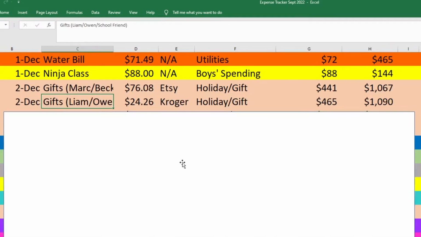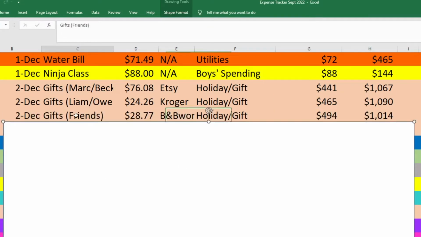Also on the second, I was at Kroger, and I bought a couple of gifts for my sons Liam and Owen. It's like a stocking stuffer type of thing. That was $24.26 out of our holiday gift fund. So we spent a total of $465, and we have $1,090 remaining.